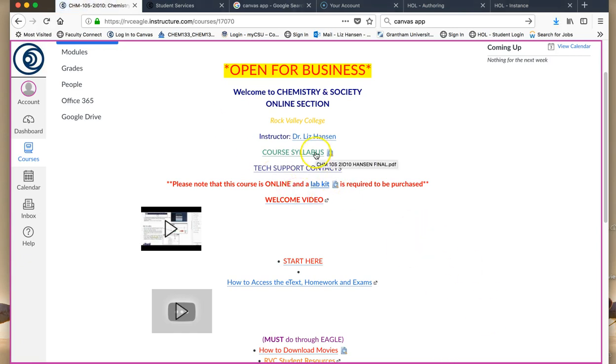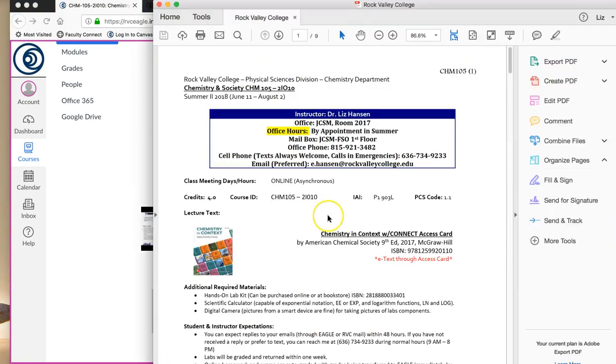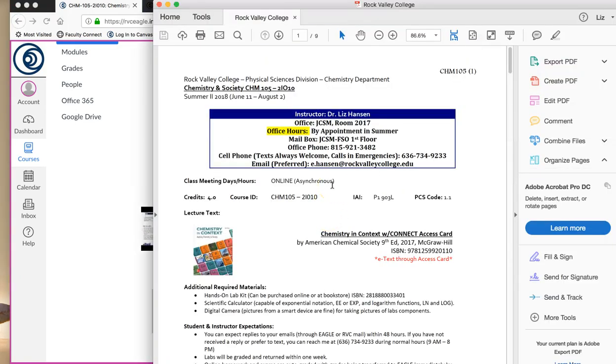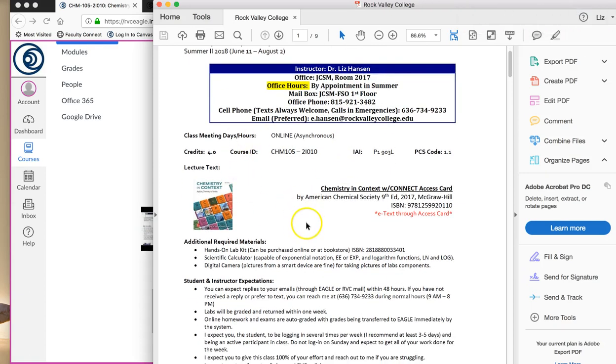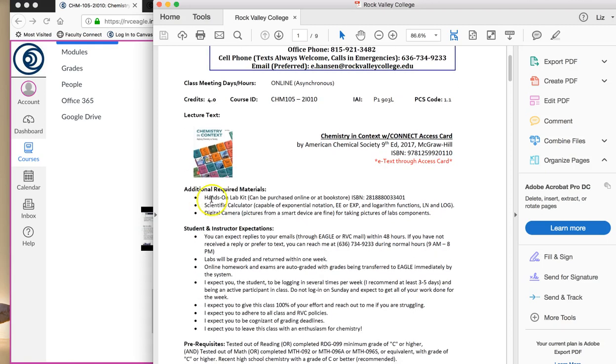So I clicked on the syllabus, and it downloaded the syllabus here. All right, I'm not going to read every word of this whole thing to you, but our class starts Monday and it goes through Thursday, August 2nd. Again, here's my contact information, details about our class. This is a picture of the edition of Chemistry in Context, the text that we're using, the 9th edition. You need to have that with the Connect access card.